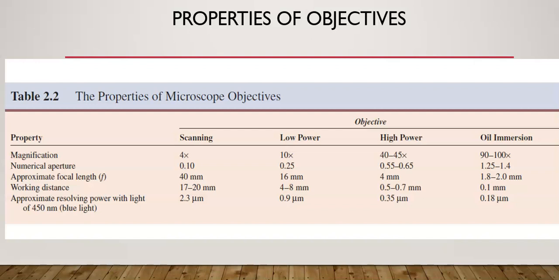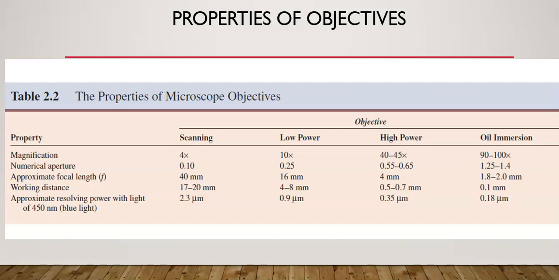So this particular table has columns. The first column is about the property, the different aspects which we consider for a particular objective, and the other columns are for scanning, low power, high power, and oil immersion. When you speak about the magnification, for scanning it is 4x, that means 4 times magnified. For low power 10x, for high power 45x, and for oil immersion 90 to 100x.